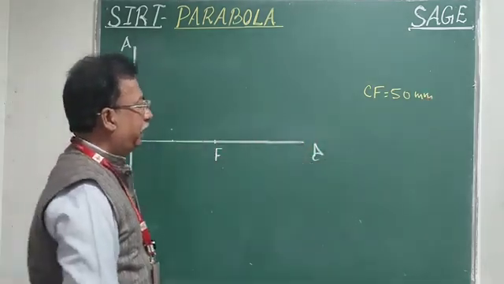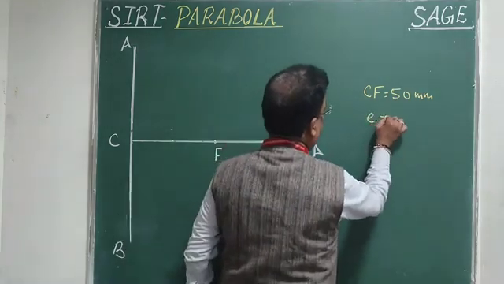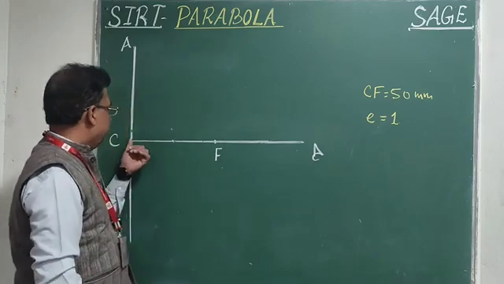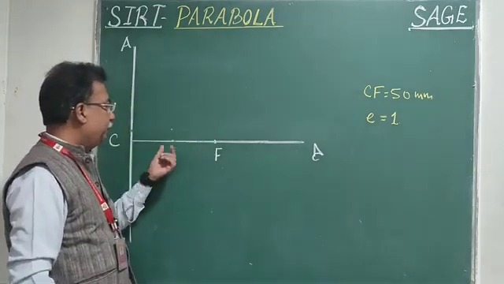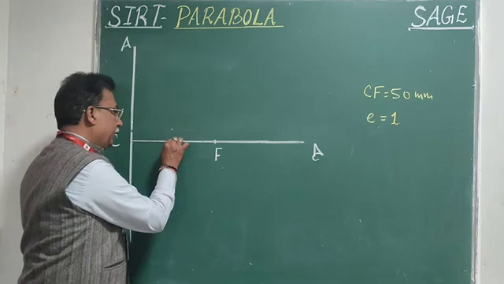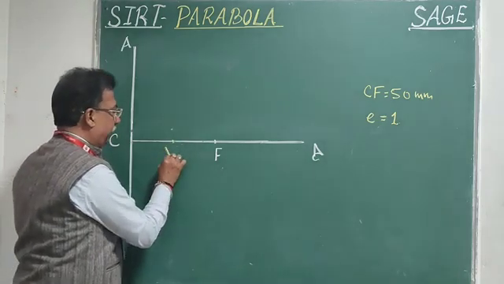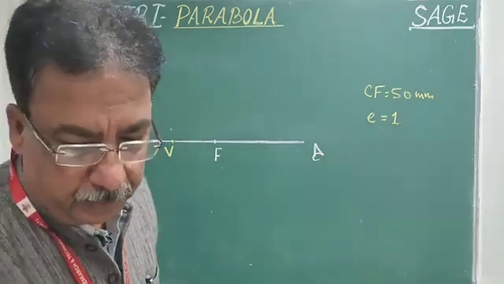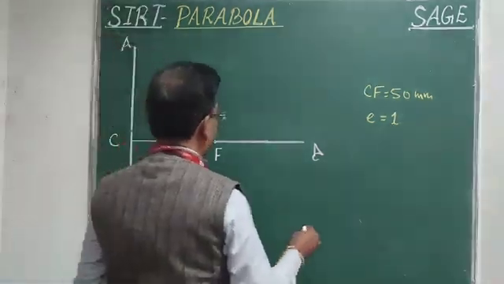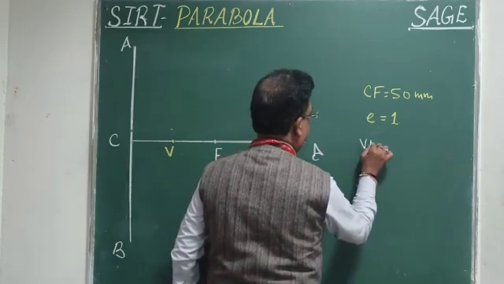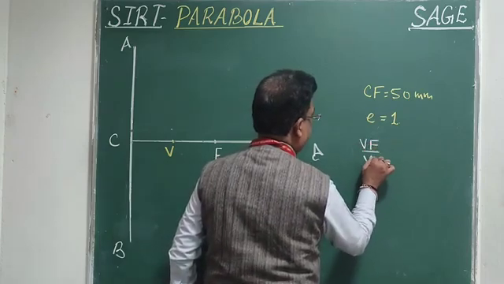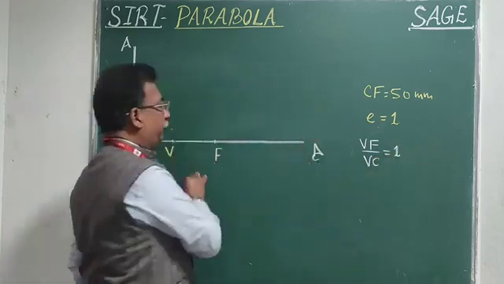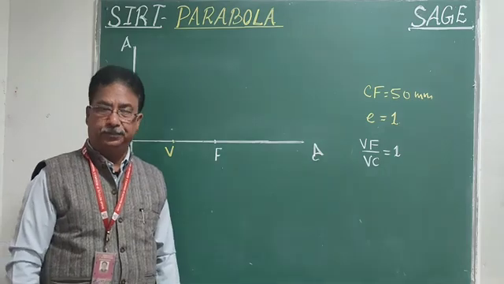As you know, for a parabola the eccentricity will be 1, so that is 1:1. So, what we will do? We will divide this line CF into two parts. The midpoint of this CF will be our vertex V. That is the first point on the parabola. If you want to justify, the distance VF upon VC is 1, which means this point is one of the points on the parabola.